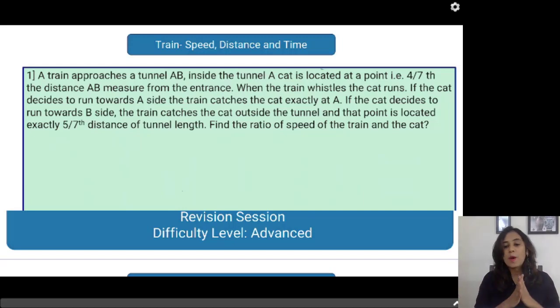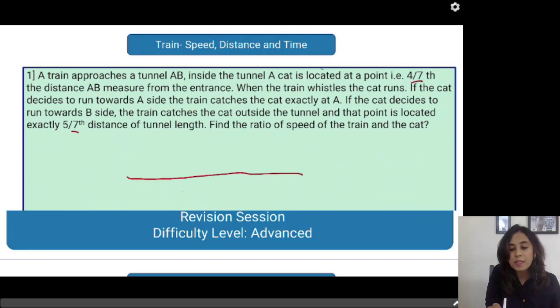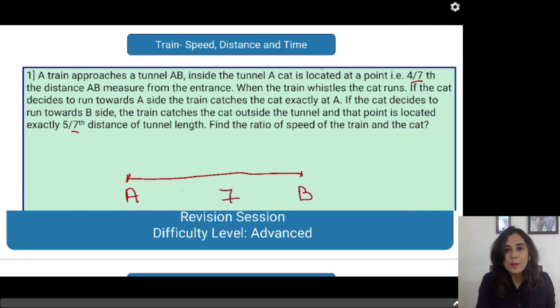So guys, this is an easy one. You have to find the ratio between the speed of the train and the speed of the cat. Here the time is the same, so you basically have to find the ratio between the distance covered by the train and the distance covered by the cat in a given span of time. So guys, your time starts now. I'll give you a small hint: since we have 7 in the denominator, take the length of AB, the tunnel, as 7 units. That is going to ease your calculations. Alright, let's get started.